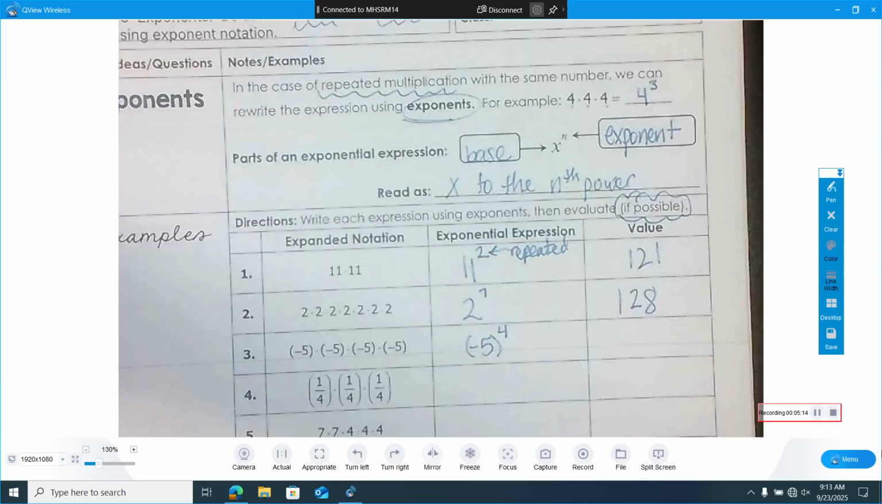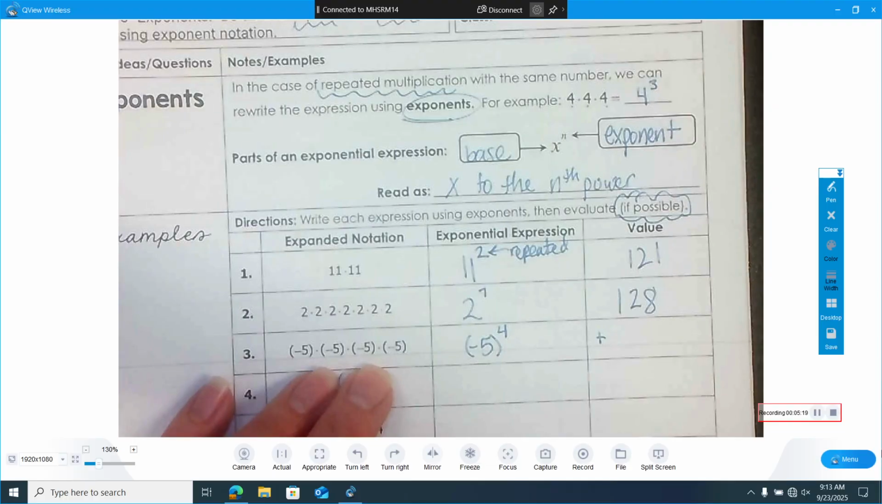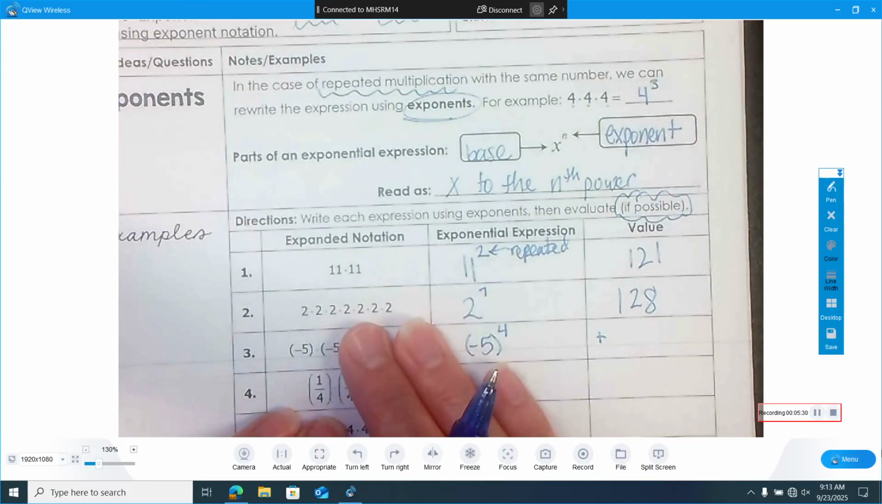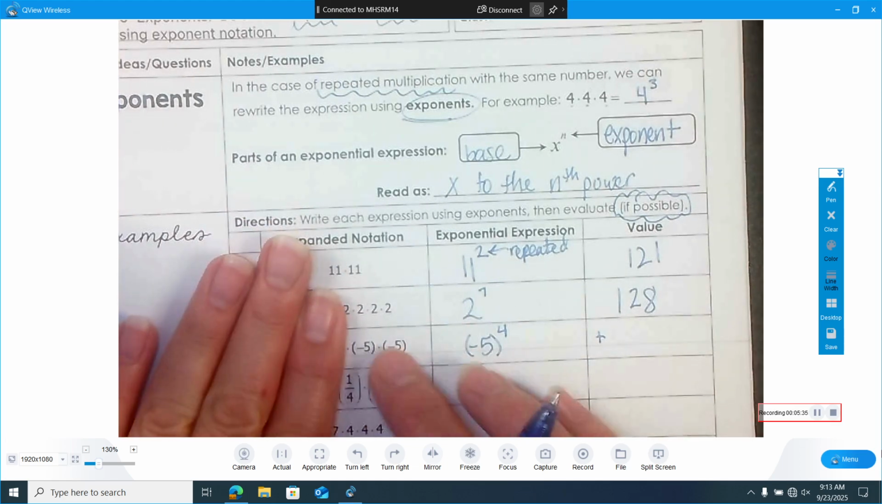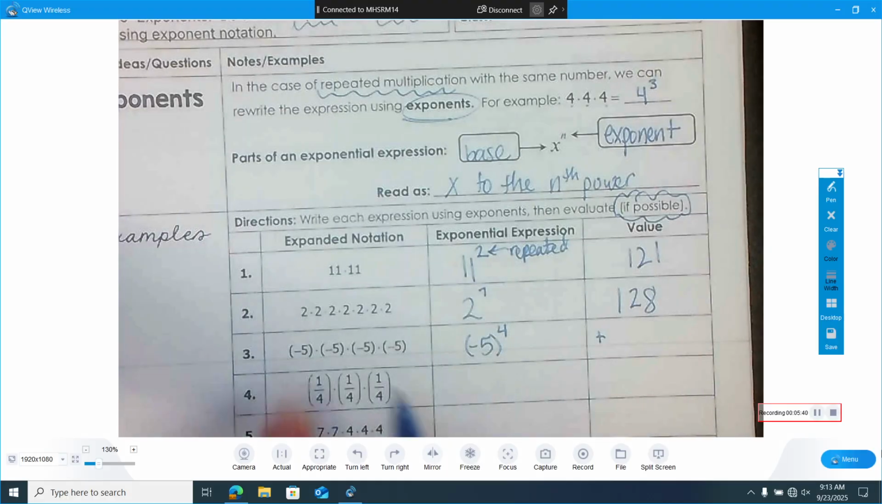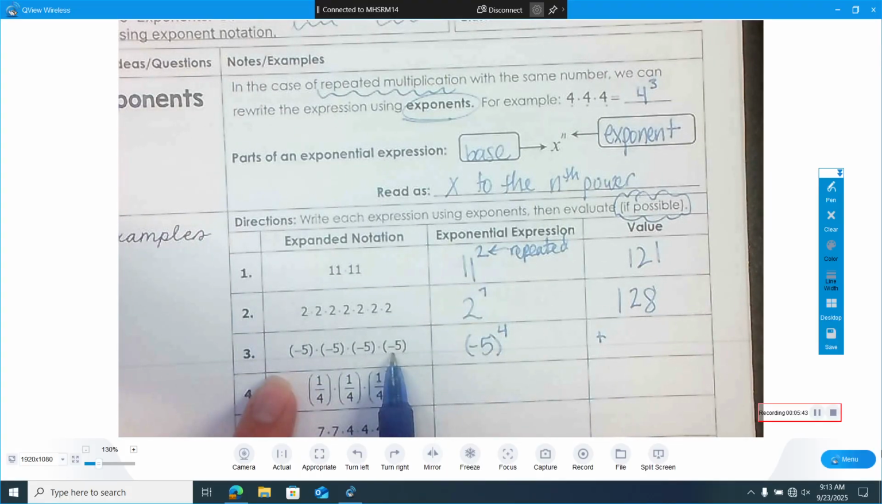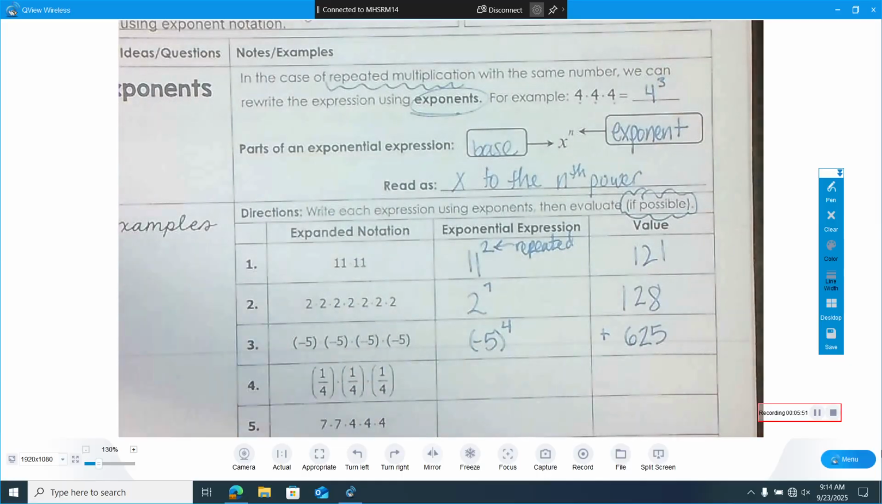Is this going to give us a positive or negative result, do you think? Positive. How do you know it's going to give you a positive result? We've got negative times negative, that's going to give you a positive, and over here we've got negative times negative, and that's going to give you a positive. It's all going to be positive. If there's an even number of negative signs, we're always going to get a positive result. What is -5 quantity to the 4th? 625.